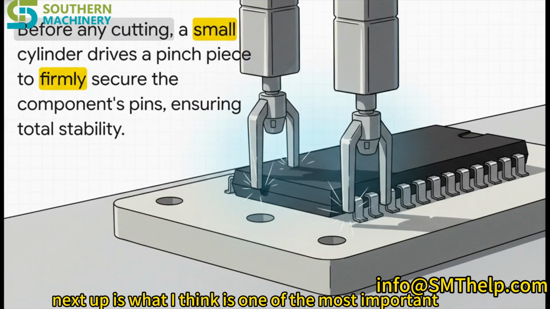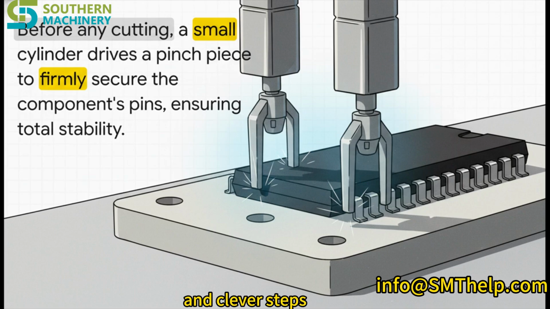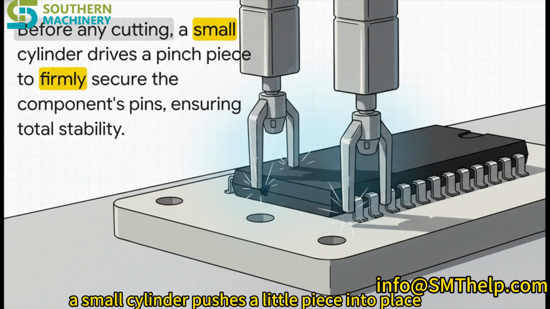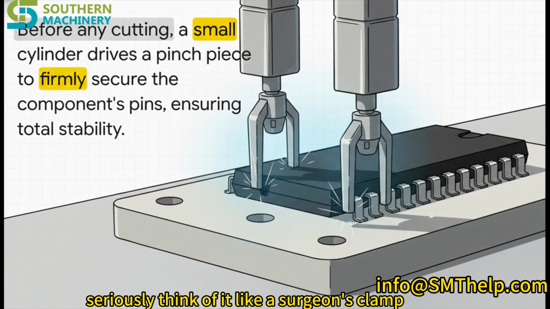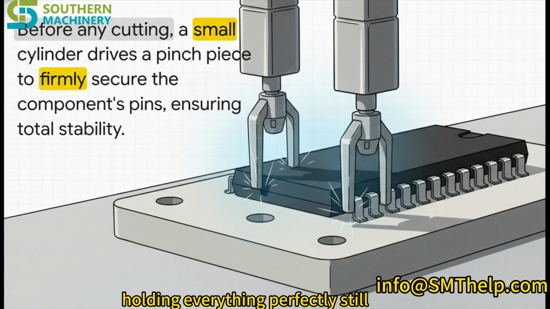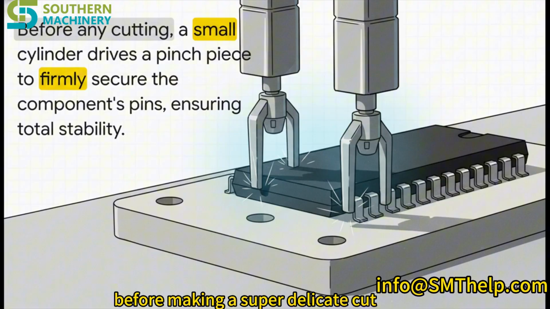Next up is what I think is one of the most important and clever steps, the clamp down. Before any cutting or shaping happens, a small cylinder pushes a little piece into place to firmly lock down the component's pins. Seriously, think of it like a surgeon's clamp, holding everything perfectly still before making a super delicate cut.